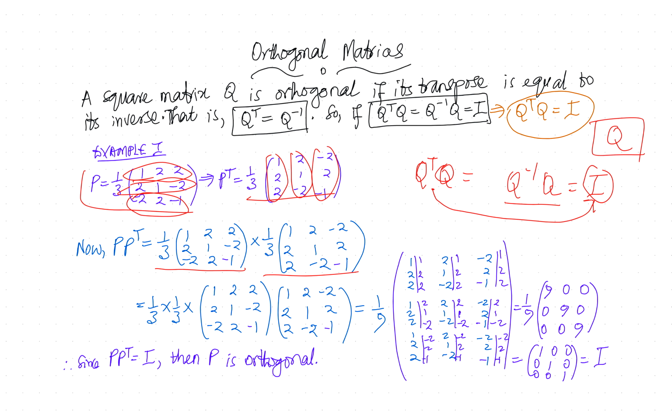see what you get. You get 1 times 1, 1, 2 times 2, 4, 2 times 2, 4, 4, 4, 1. That's 9 here. Then 2 times 1 is 2. 1 times 2 is 2. That's 4. 2, minus 2 times 2, minus 4. 4 minus 4, 0. Minus 2, 4, minus 2. Minus 2, 4, minus 2.